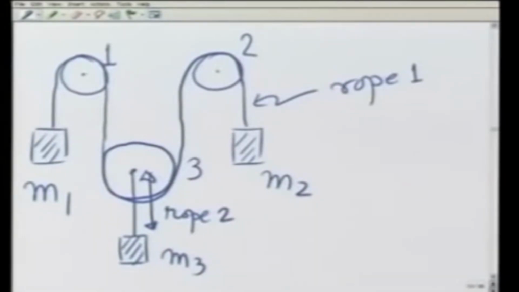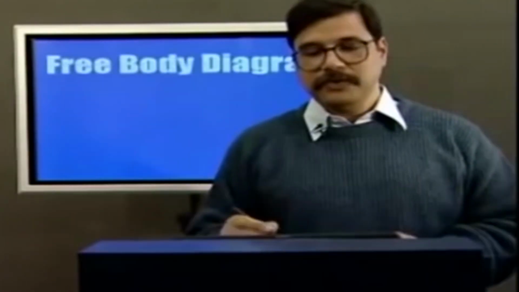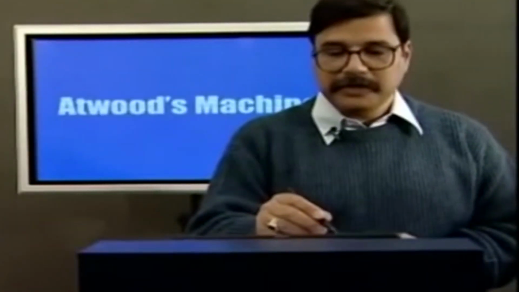And what I want to do now is, when I release this system, how does the motion take place? For example, where does M1 move? What is its acceleration? Where does M2 move? What is its acceleration? How does M3 move? What is its acceleration? So we'll go back to our steps, and the first thing we want to do is identify the constraints and forces of constraint. Let me make the figure again for you.